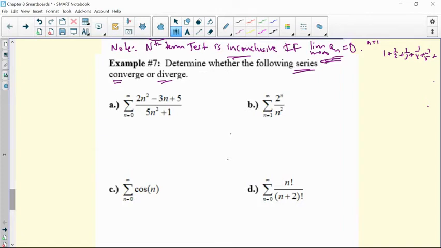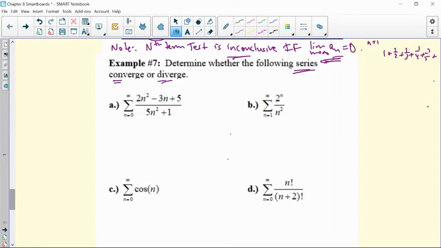Okay, so we don't have a whole lot of tools to determine if series converge or diverge. We know about a geometric series, we know about partial sums, and we know about the nth term test. That's all we have. So I'm going to maybe just start with the nth term test.